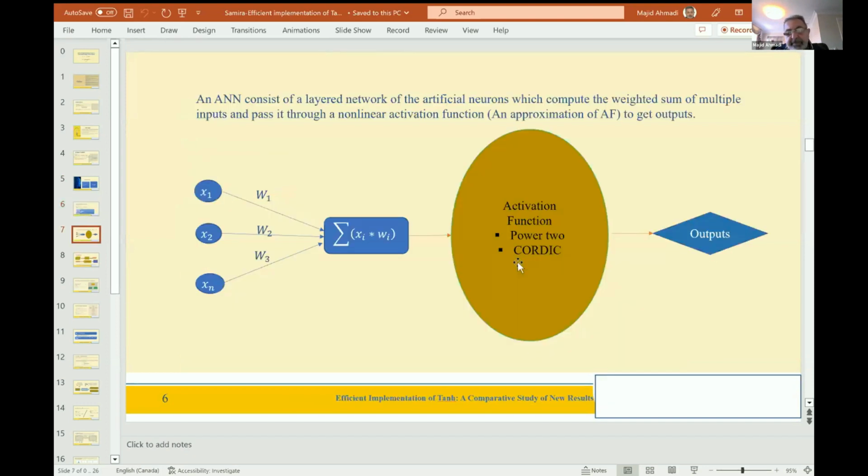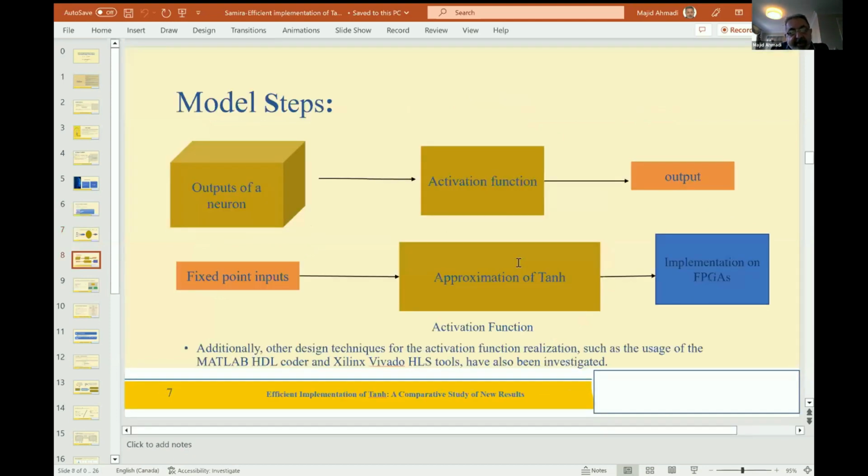Now, the artificial neural network we have consists of inputs that go through a bunch of weights, W1, W2, W3, and they add up, and it goes to the activation function, which is either approximated with power of 2 or CORDIC, and the output comes out. And that's basically the model that we have adopted. In the model, the fixed point input goes to the approximation of the tangent hyperbolic function, and the implementation comes on an FPGA that we have explained.